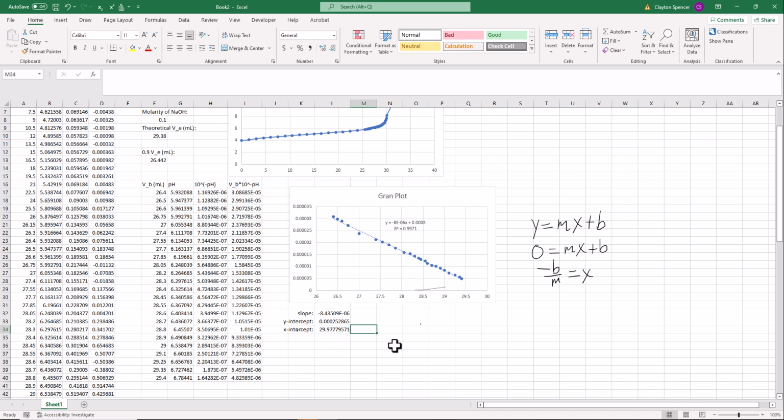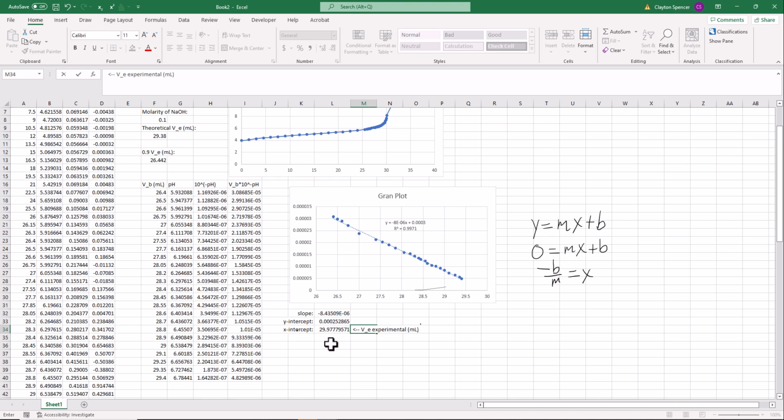So what is this according to the Gran plot? I'm just going to type a space in here so I can type characters that Excel might think are mathematical functions. So then I'm going to use the less than sign right here, and 2 dashes. That's just kind of like an arrow pointing to this. So what is this? This is the VE experimental. And again, that's going to be in milliliters. All right, so there is our experimental equivalence point volume.